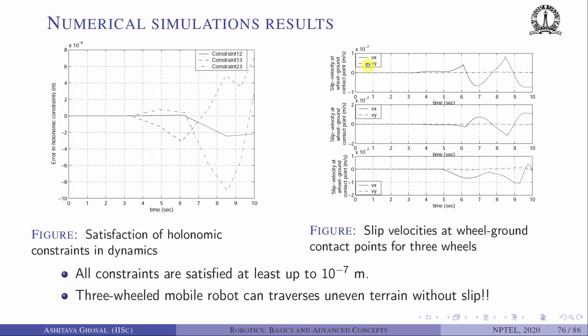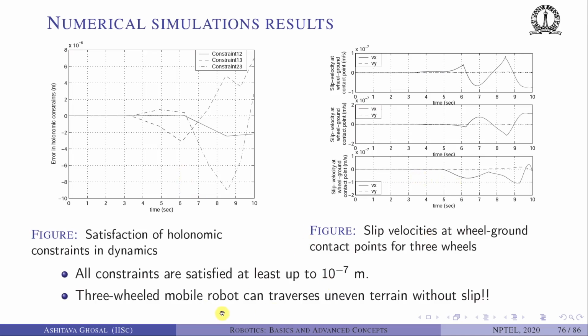We can also check Vx and Vy for the slip velocity at all the three wheels, at the wheel ground contact point. And as you can see, they are also very small. This dashed line is for Vy, Vx is the solid line. They are all of the order of 10 minus 7. So all the constraints are satisfied at least up to 10 minus 7. Distance in meters, and this is something else, velocities.